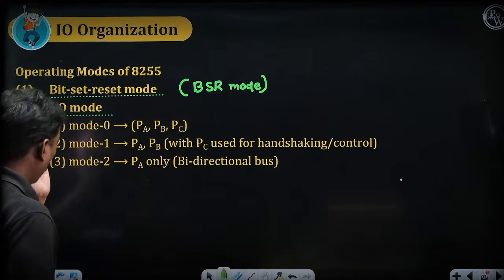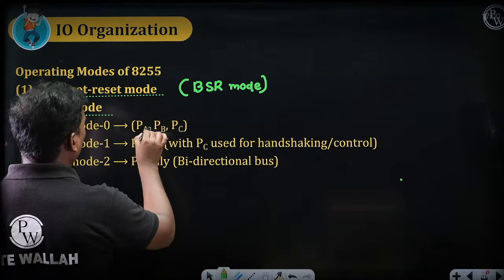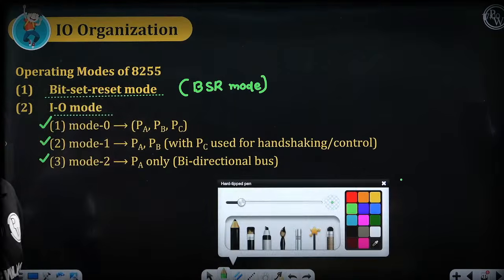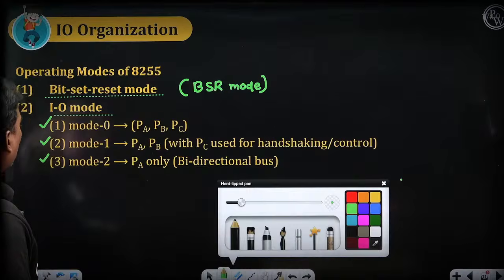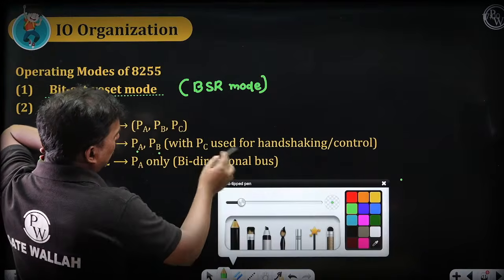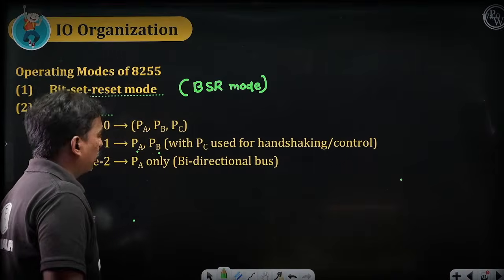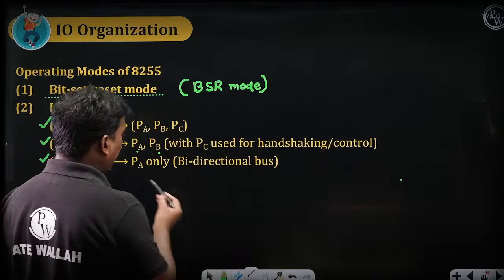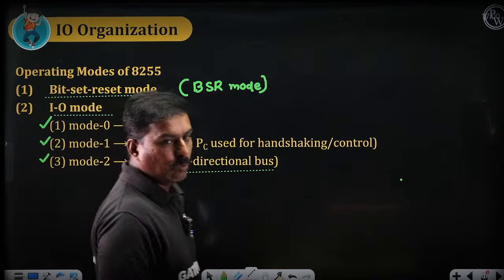Mode 0 can work with three ports: port A, port B and port C. Whereas in mode 1, port A and port B are used, with port C used for handshaking and control. Mode 2, port A only. Port A only, why? Because it is bidirectional. So please make a note of all these points.